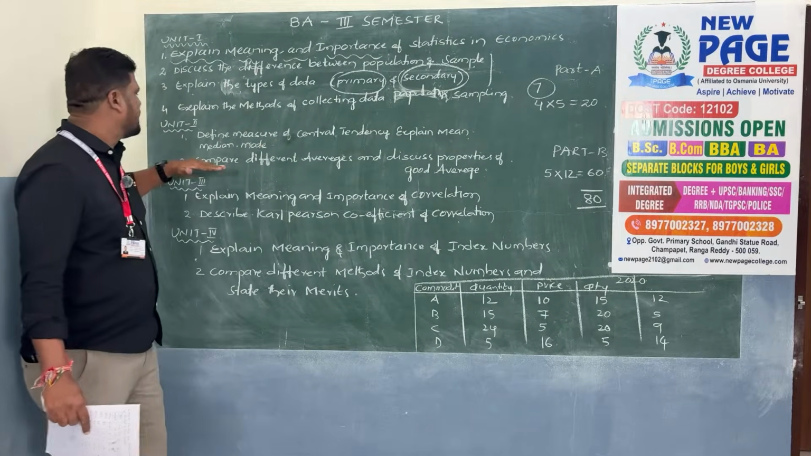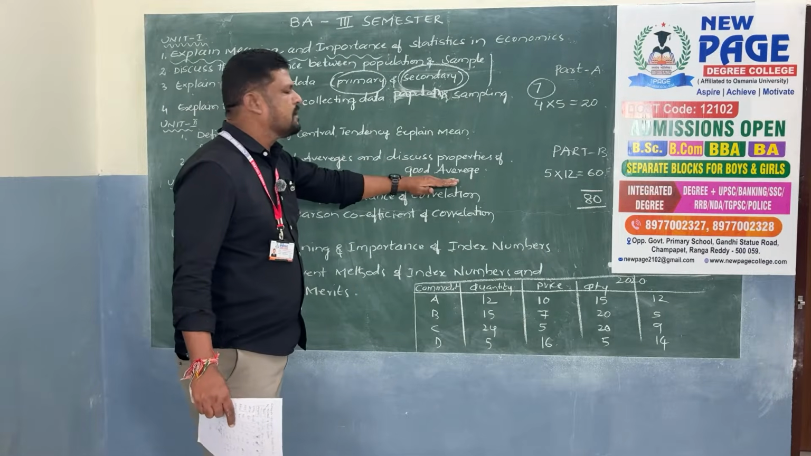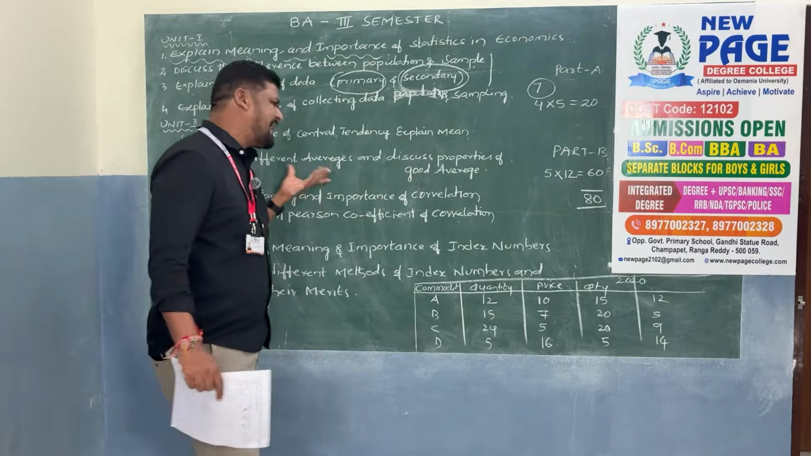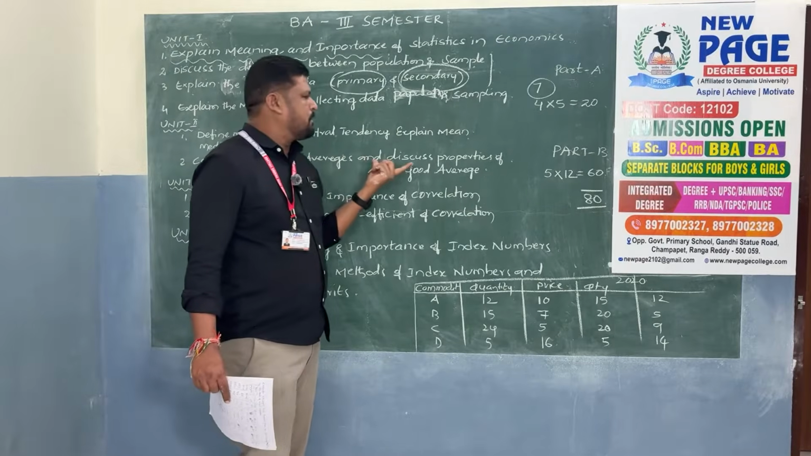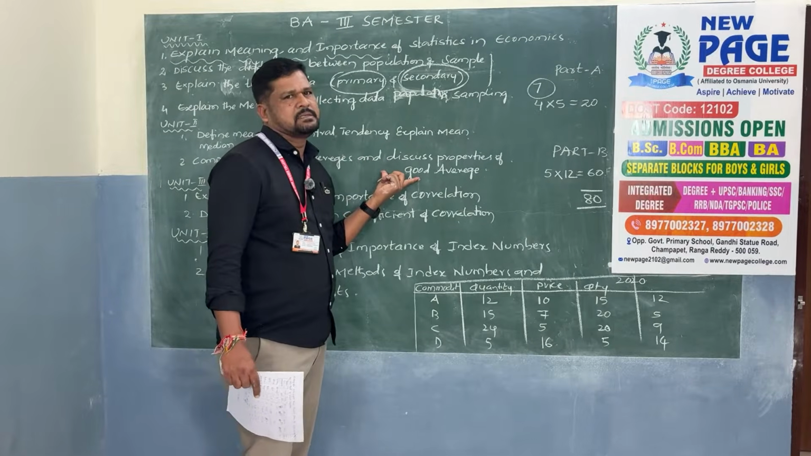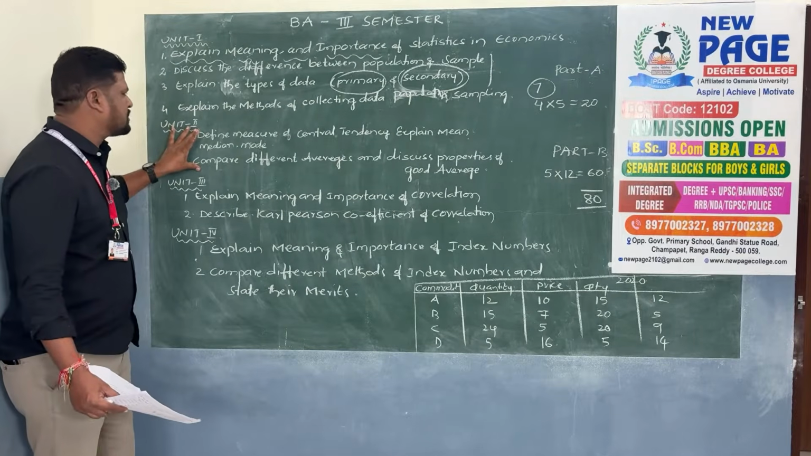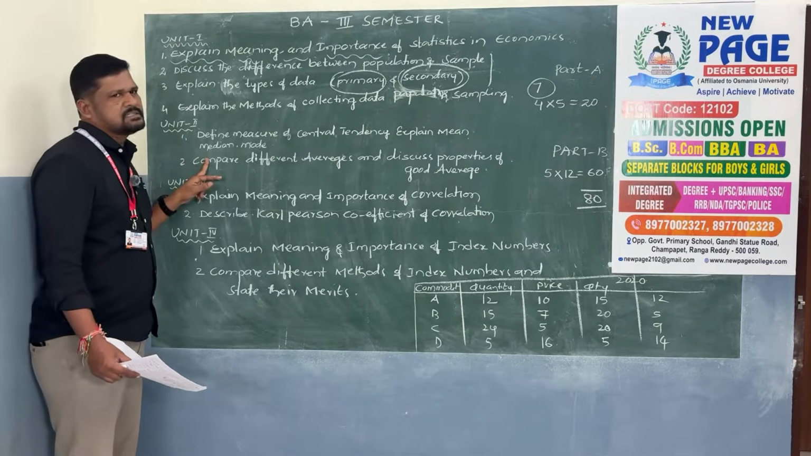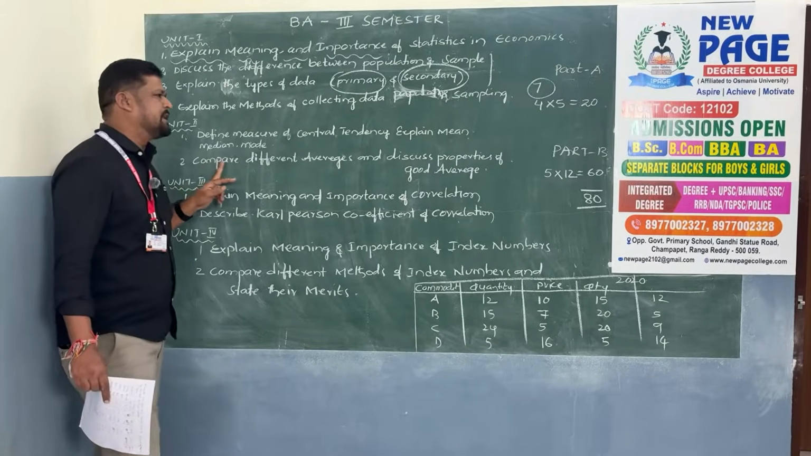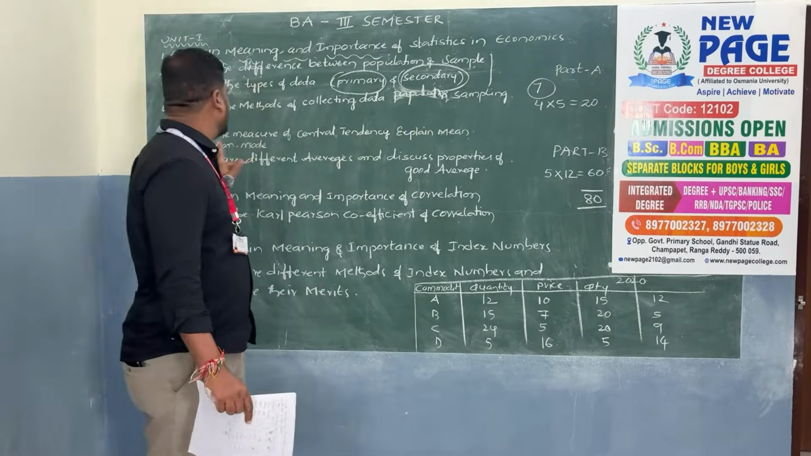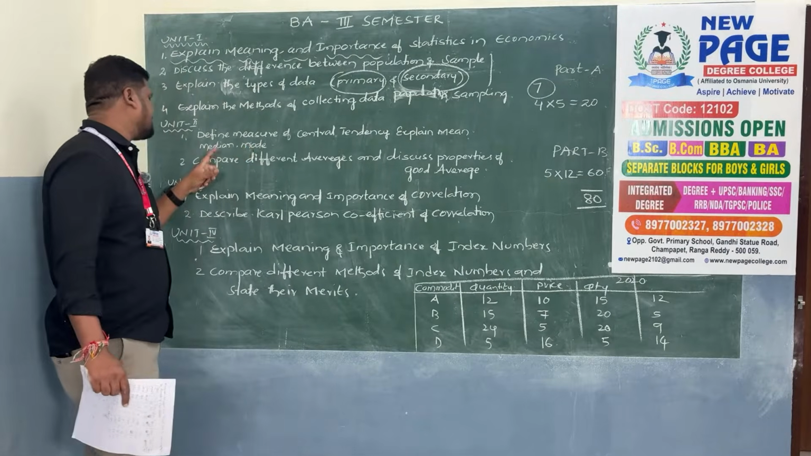Second question is compare different averages and discuss the properties of a good average. First define the average and then write the properties of a good average. So here two important questions will be there. You must read the two questions. Another question is related to problems: problems related to given mean, median or mode. There are 3 methods of problems in second unit.